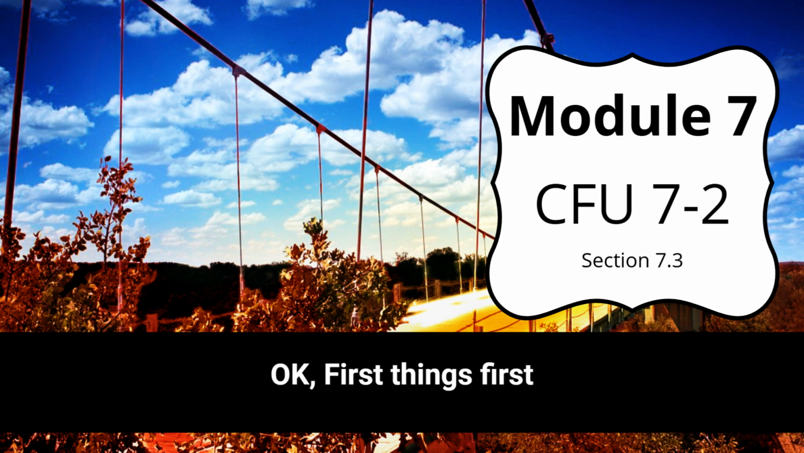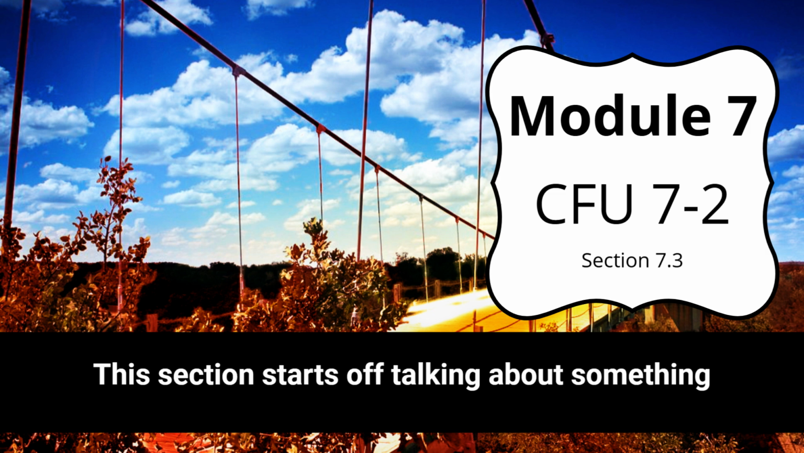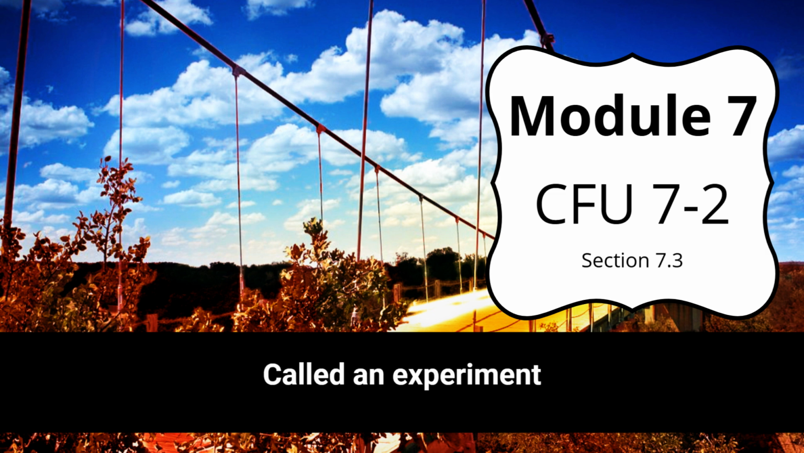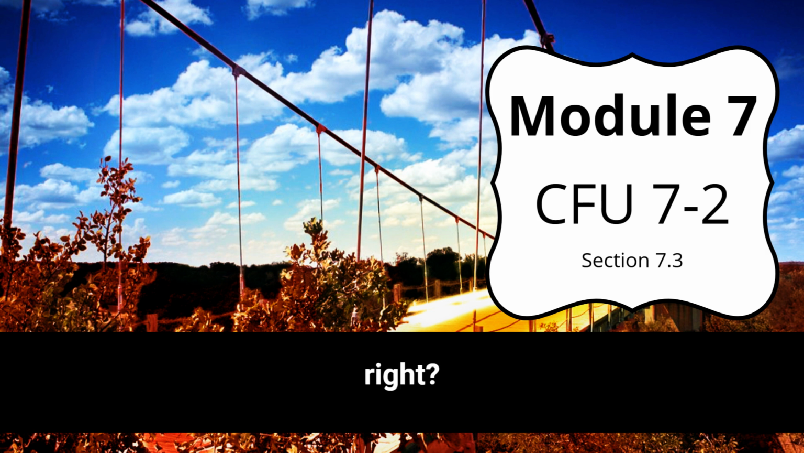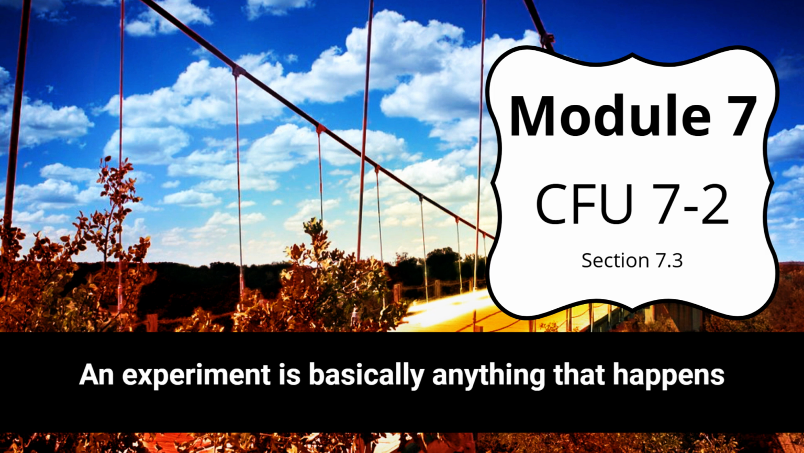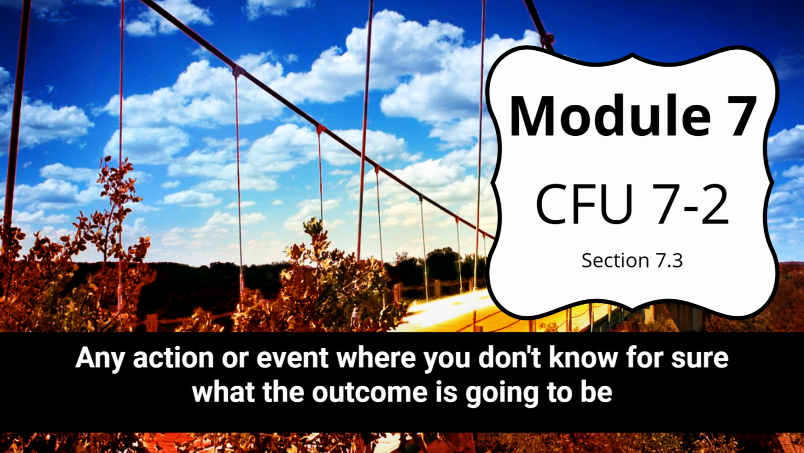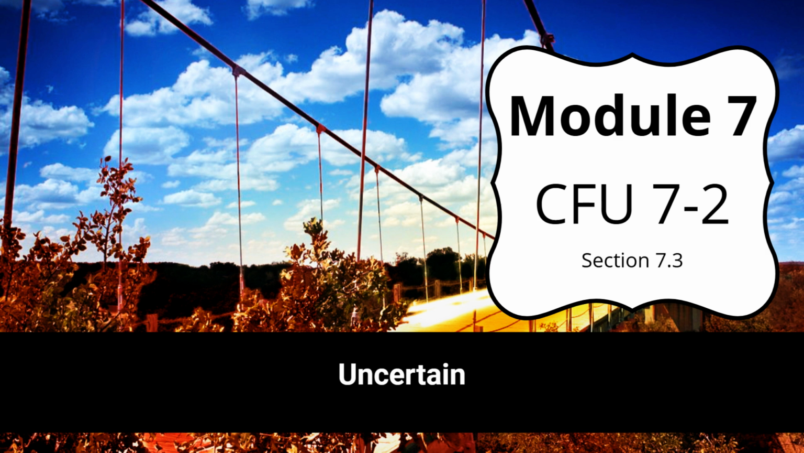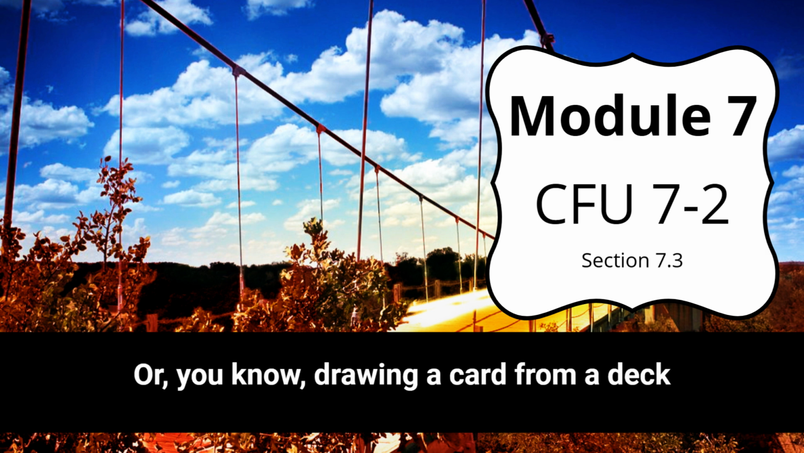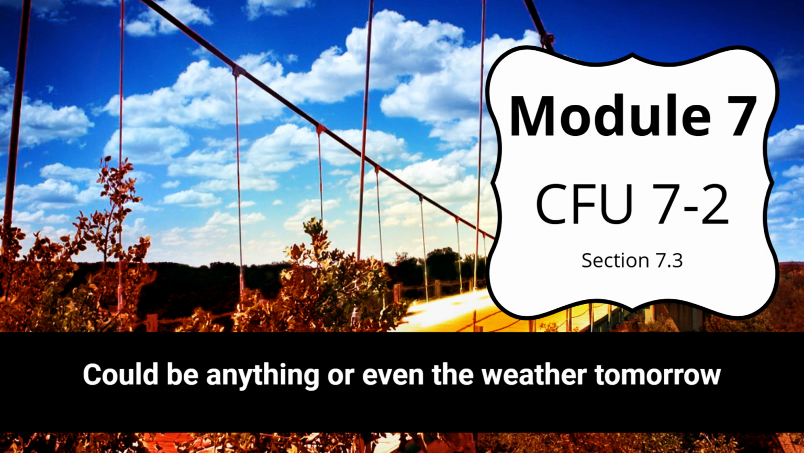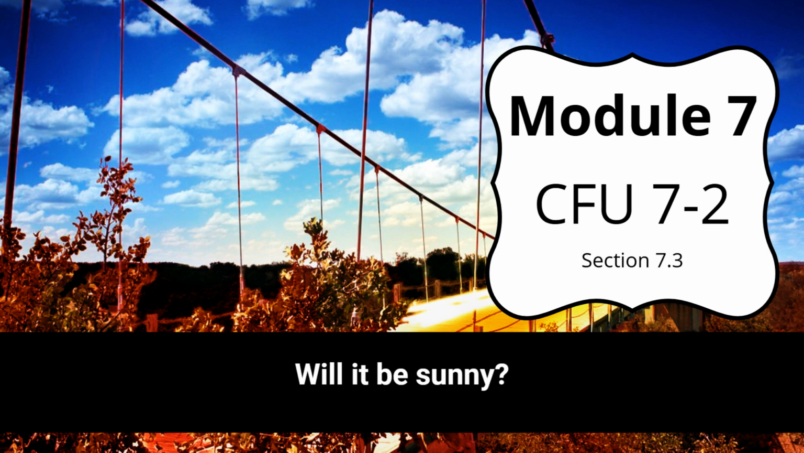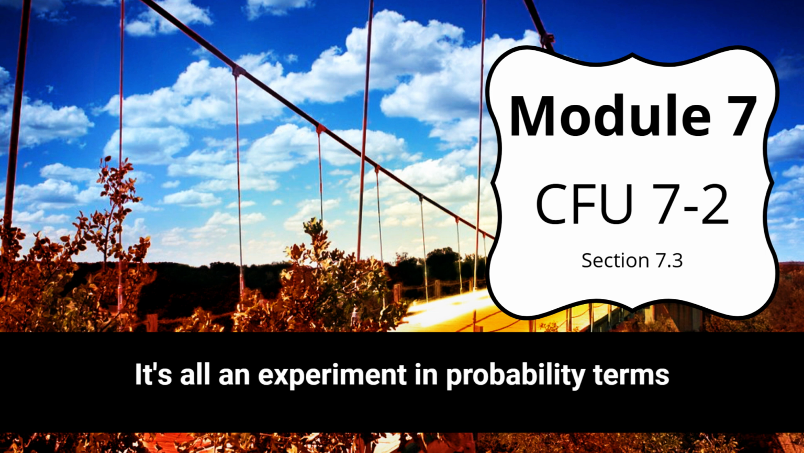First things first, define our terms, right? This section starts off talking about something called an experiment. Now, hold on. Don't picture a lab coat and beakers and all that. We're not talking about that kind of experiment. In probability, an experiment is basically anything that happens, any action or event where you don't know for sure what the outcome's going to be. It's uncertain. So think about flipping a coin. Heads or tails. You don't know until it lands. Or drawing a card from a deck. What are you going to get? Could be anything. Or even the weather tomorrow. Will it rain? Will it be sunny? It's all an experiment in probability terms.